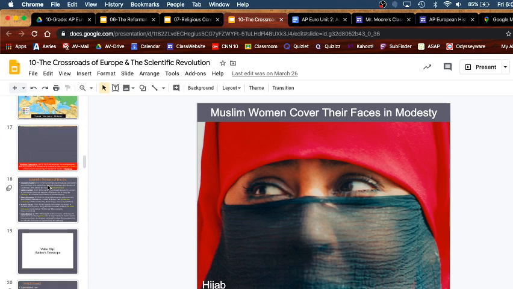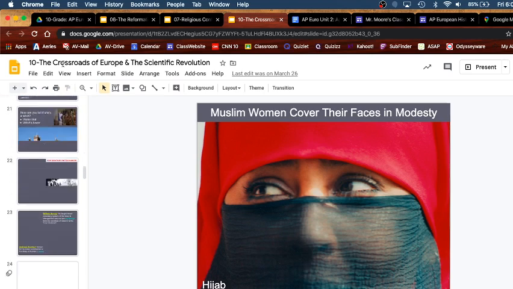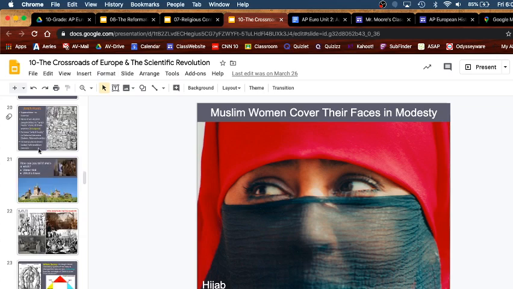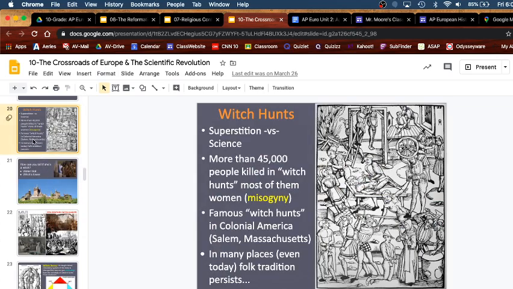Not to get too sidetracked right here, but in this unit, when we talked about the scientific revolution, that's when I decided to talk about witchcraft and misogyny, that putting women as the second sex in a lower rung. Unfortunately, most of the people who were accused of being witches were women, so that kind of shows the sign of the times.